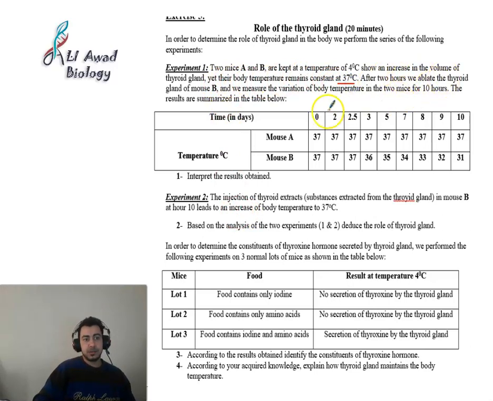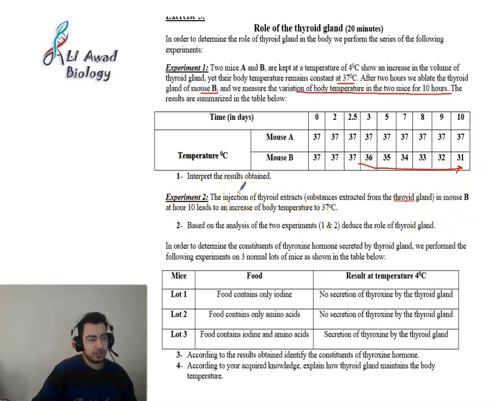After 2 hours we ablate, removed, the thyroid gland of mouse B, and we measure the variation of temperature of the two mice after 10 hours. The results are summarized in the table below. Mouse A, the body temperature during 10 hours is kept constant at 37. However, in mouse B, after ablation of the thyroid, what happens to the temperature? Decreased.